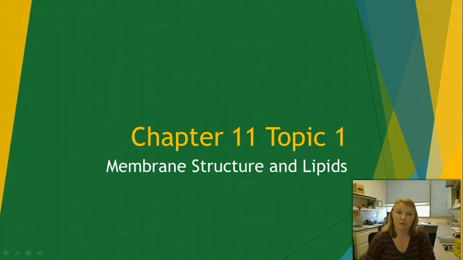In this unit, we only have 4 chapters, chapters 11, 12, 13, and 14. In this first chapter, we're going to do membrane structure. So we're going to talk in this first topic about lipids and how membranes are structured and what their job is. And in the second topic in this chapter, we're going to talk about membrane proteins and carbohydrates and all the other components that go into it.